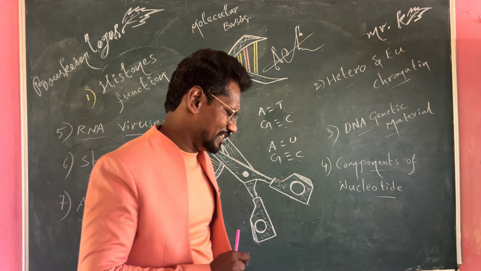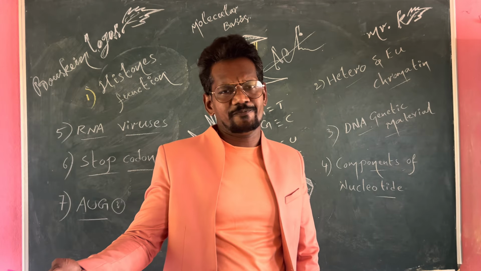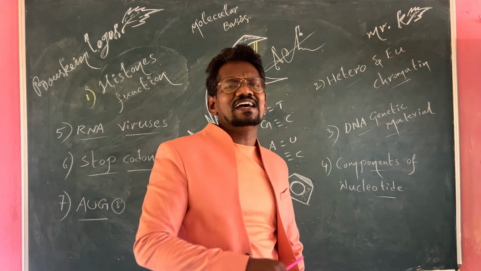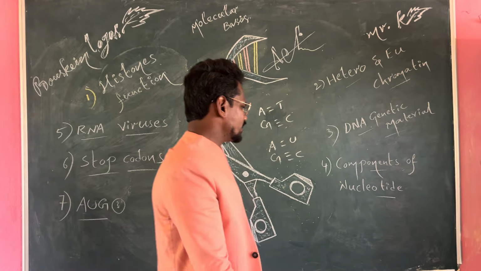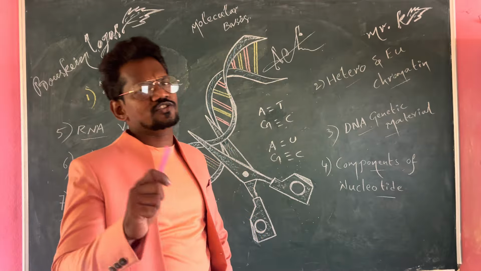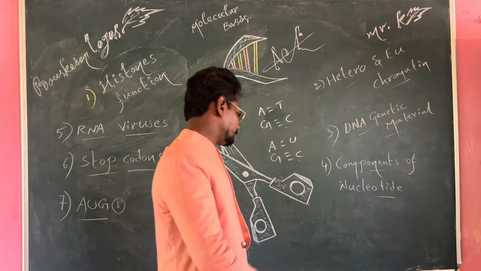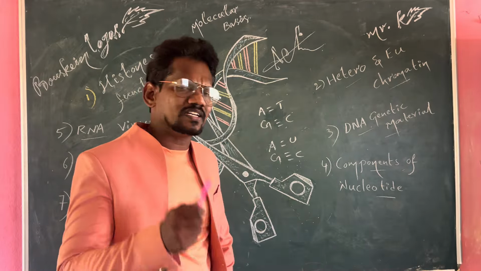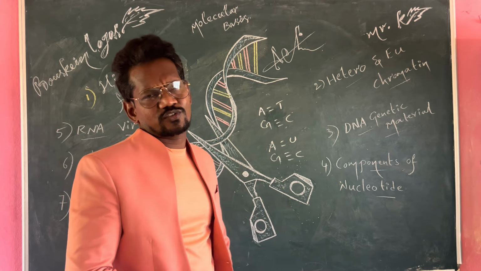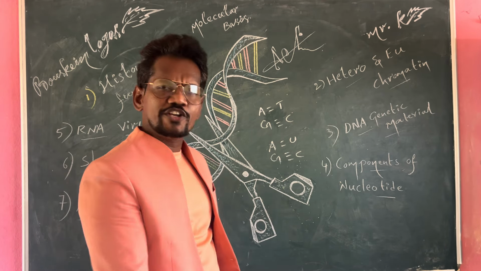Followed by, what are the components of nucleotides? In the genetic material, especially DNA, nucleotides and nucleosides are there. A nucleotide has 3 components. Number 1, pentose sugar. Number 2, nitrogen base. Number 3, phosphate molecule. Pentose sugar, nitrogen base and phosphate molecule are the components of a nucleotide. Done.